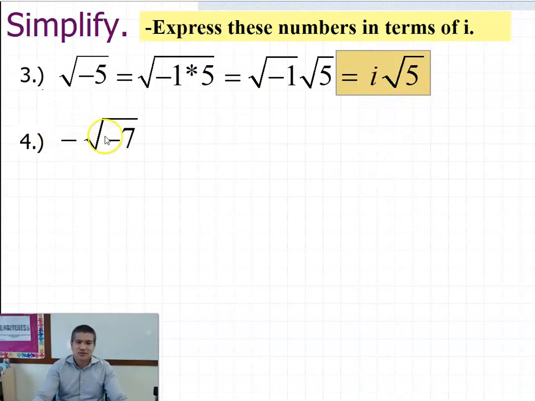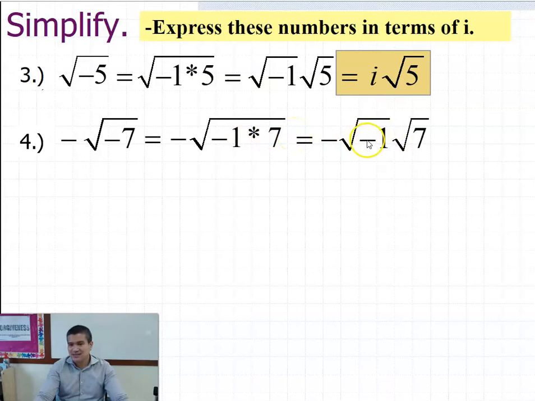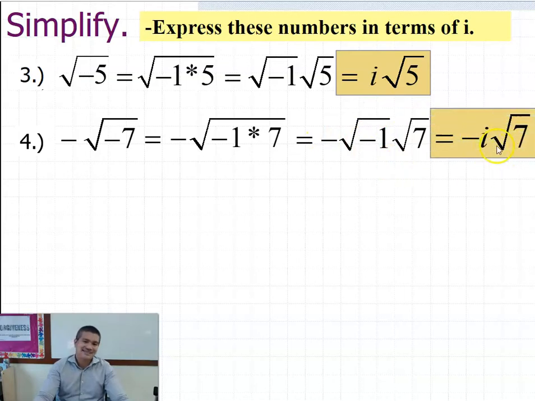Negative square root of negative 7. So simplify first inside the radical. It will give us negative square root of negative 1 times 7. And then after that, square root of negative 1 will give us negative i. And then after that, we now get negative i square root of 7.